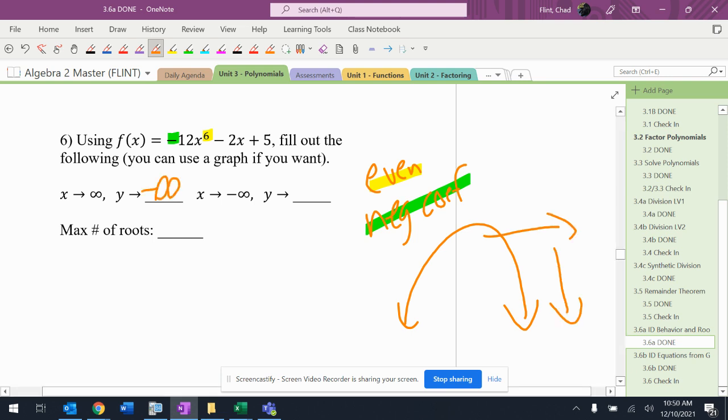So y goes to negative infinity. As x gets smaller and smaller, y again gets smaller and smaller. So it's going to be negative infinity again. It should have six roots because it's the sixth power. We don't know without a graph if they're imaginary or real, but we know that there should be six of them altogether.